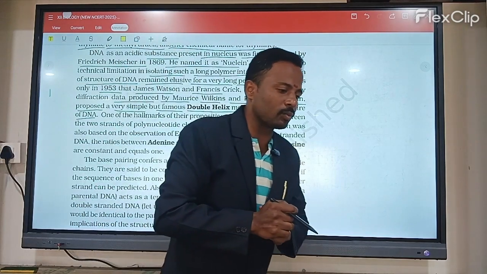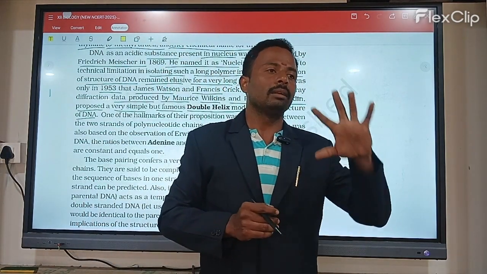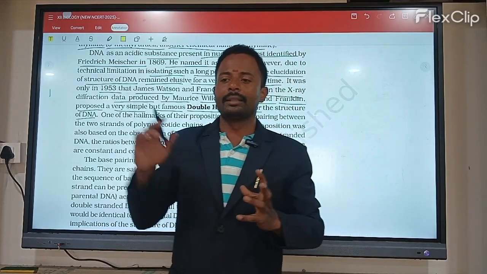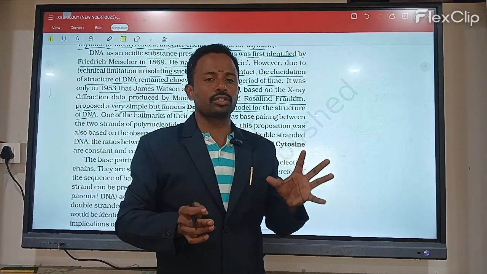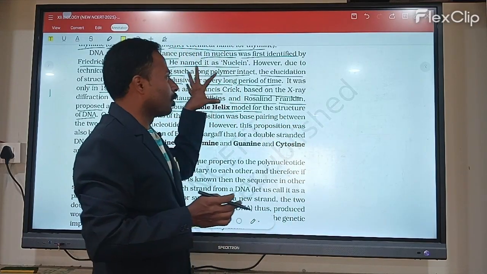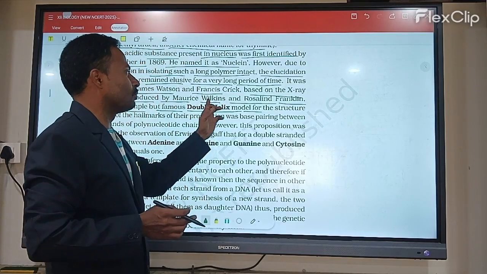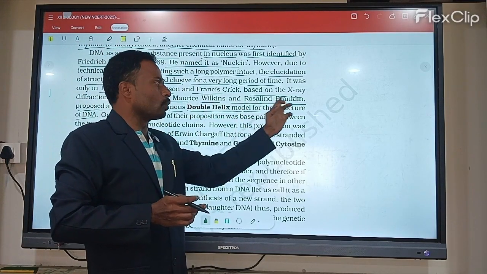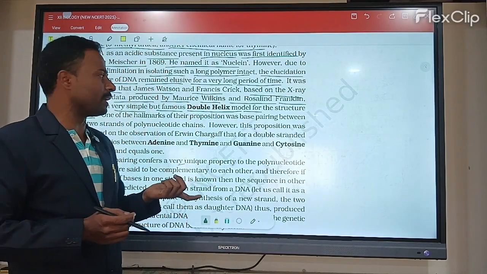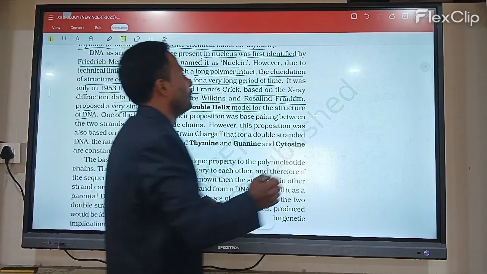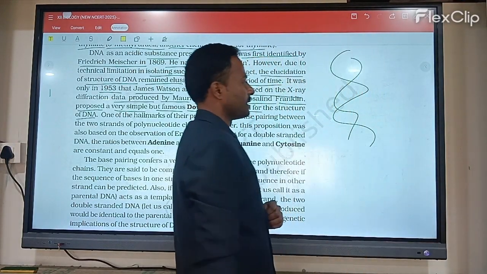So what is he saying? The nucleus was first discovered by Friedrich Miescher. Then, the scientists James Watson and Crick used the X-ray diffraction method and developed the DNA model. Then finally, the scientists were whom? Maurice Wilkins and Rosalind Franklin. These two scientists, based on X-ray diffraction, helped develop the double helical structure of DNA. You have to completely notice this.